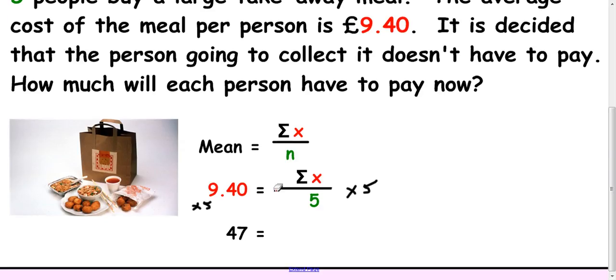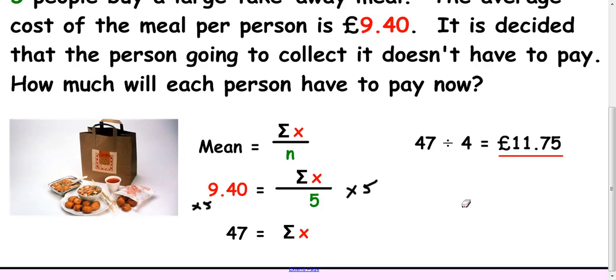So if you do 5 times 9.40, sigma x comes to 47. So that means everybody paid basically £47 when there was 5 people paying for it. That was the total cost of the meal. But this time it's saying how much will each person pay if the person going doesn't pay. So this whole meal costs £47. Now we're splitting it 4 ways because the guy collecting it doesn't pay. So all we do is 47 divided by 4. That comes out £11.75 and you're done.